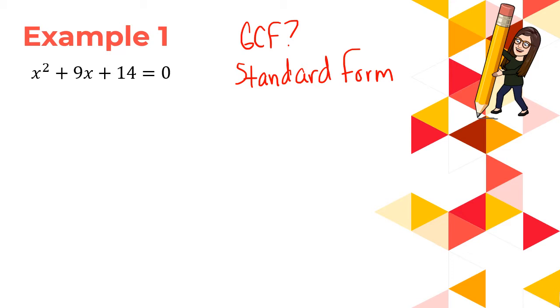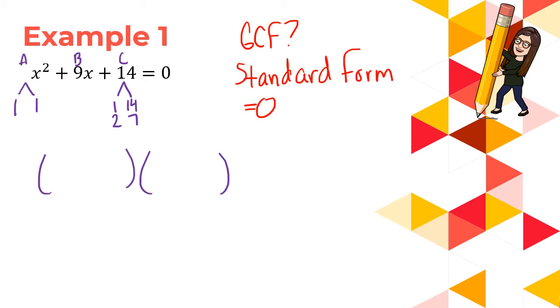So no greatest common factor on this one, and it's in standard form, and it's equal to 0. So we can begin our factoring. I have 3 terms. I have my ABC. So I'm going to look at my factors of 1, which are 1 and 1. So we're starting off a little bit easier, right? Factors of 14 are 1 and 14 and 2 and 7. Okay, so I'm going to set up my parentheses. I know that I have to have a 1x and a 1x. That's the only way I'll get a 1x squared.